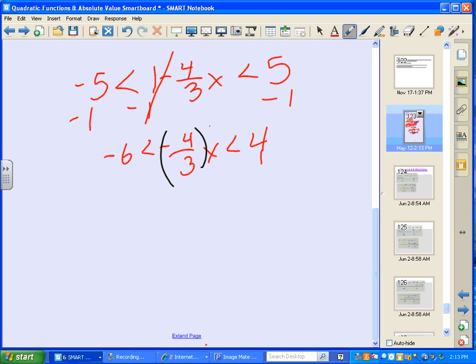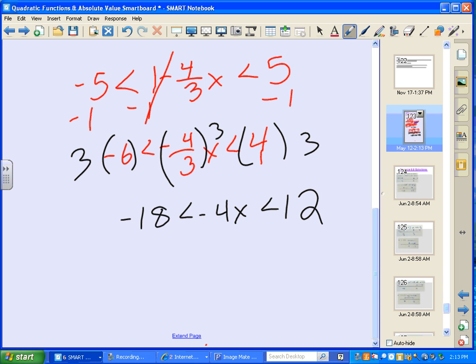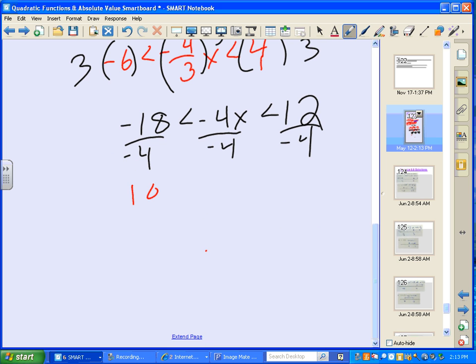Good. Multiply everything by 3. This by 3, this by 3, and this by 3. Get rid of the fraction. So we have negative 18 less than negative 4x less than 12. Eric, now what? Yep, definitely. So multiply everything by -4. Luke B, when we multiply by a negative, what happens to the inequality? Good. So we get 18/4 greater than x greater than -3, which you may also write as 9/2 or 4.5.